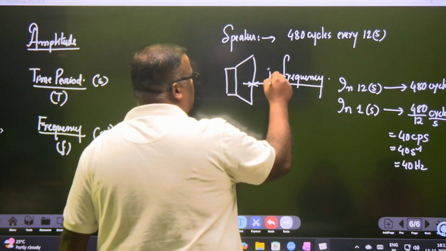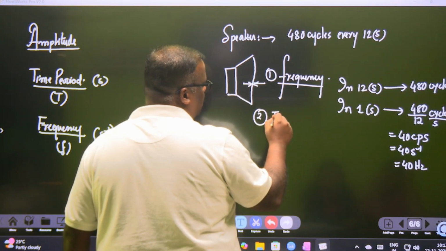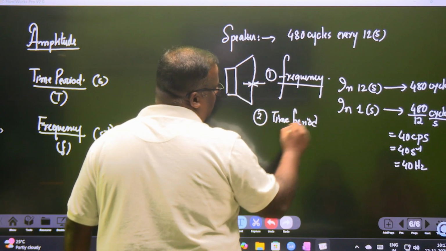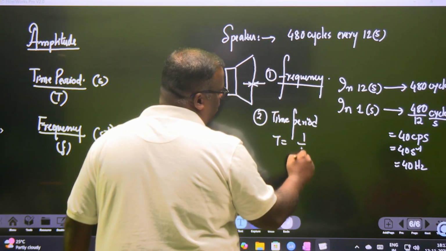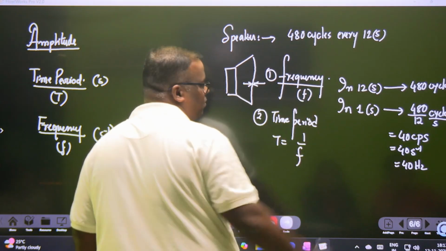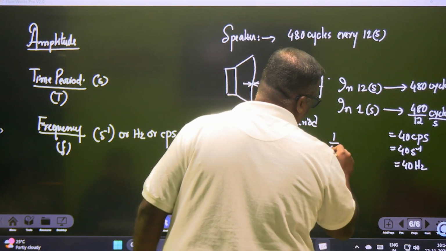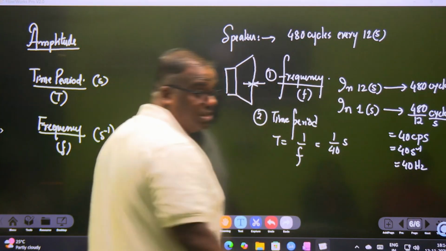Then they say calculate the time period. The time period T is always given as 1 upon F. Frequency is F, the time period is 1 upon F. So it should be how much? 1 by 40 seconds.